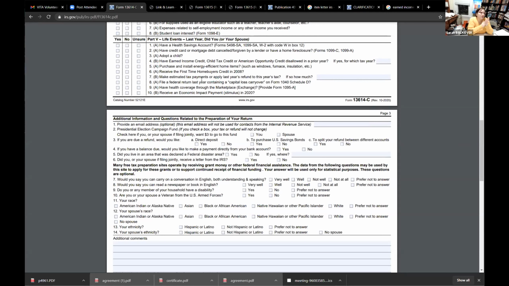Make estimated tax payments or apply last year's refund to this year's taxes. Some people make quarterly payments to the IRS. I have one gentleman who has about 8 different sources of little pensions here and there, and between that and his Social Security, he ends up owing like $3,000 a year. So I told him that he could either increase what they're taking out on one of his pensions or his Social Security, or he could start paying in quarterly installments. Because when push comes to shove, when the entire tax return is done, if you owe more than $1,000, the IRS is going to be grumpy.